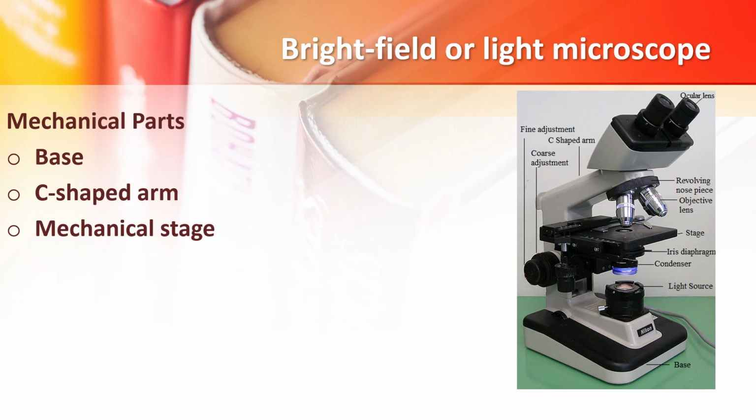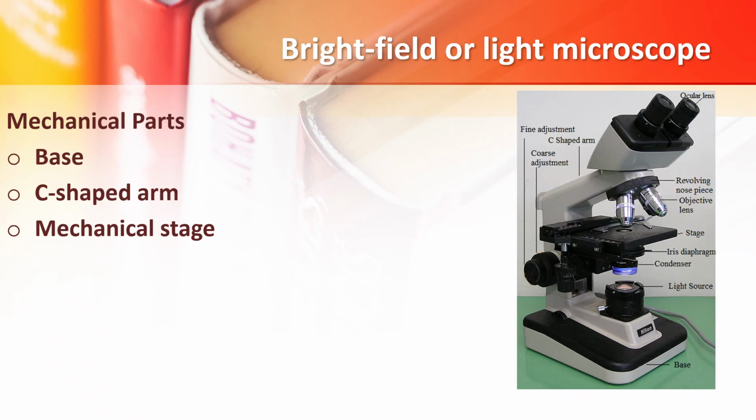Then coming to the classification of microscopes. We have different types of microscopes, divided into light microscope and electron microscope. In light microscopes we have the simple microscope and compound microscope. In compound microscopes we have dark field microscope and bright field microscope, then phase contrast microscope and fluorescence microscope. Electron microscopes include the transmission electron microscope and scanning electron microscope. This is the classification of microscopes.